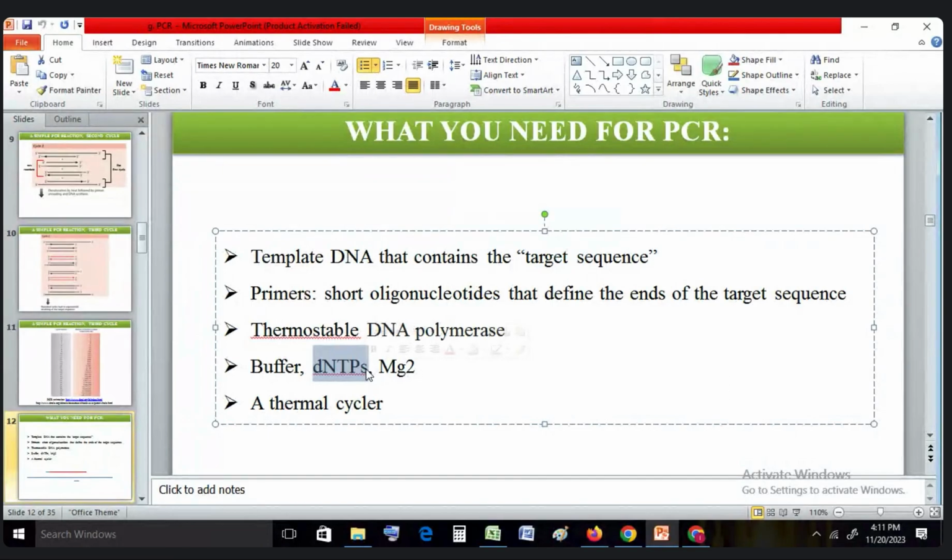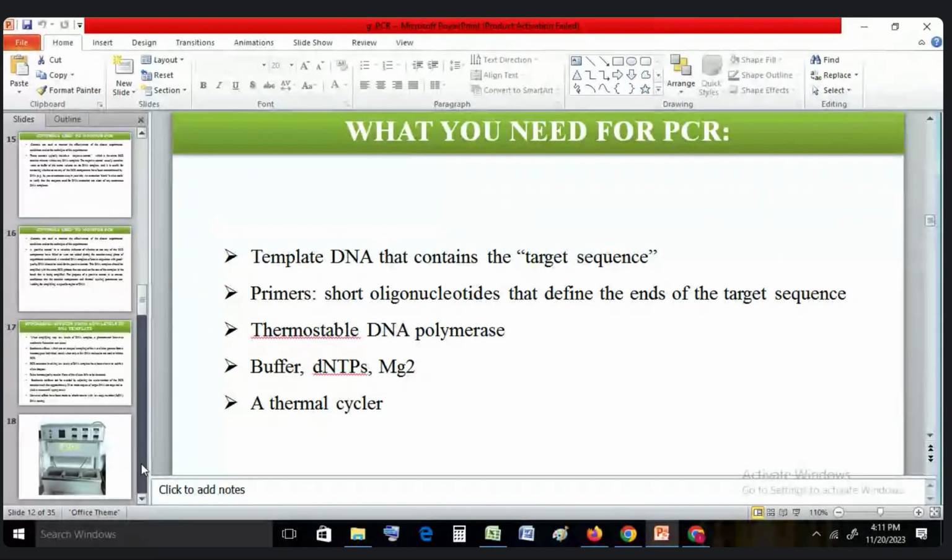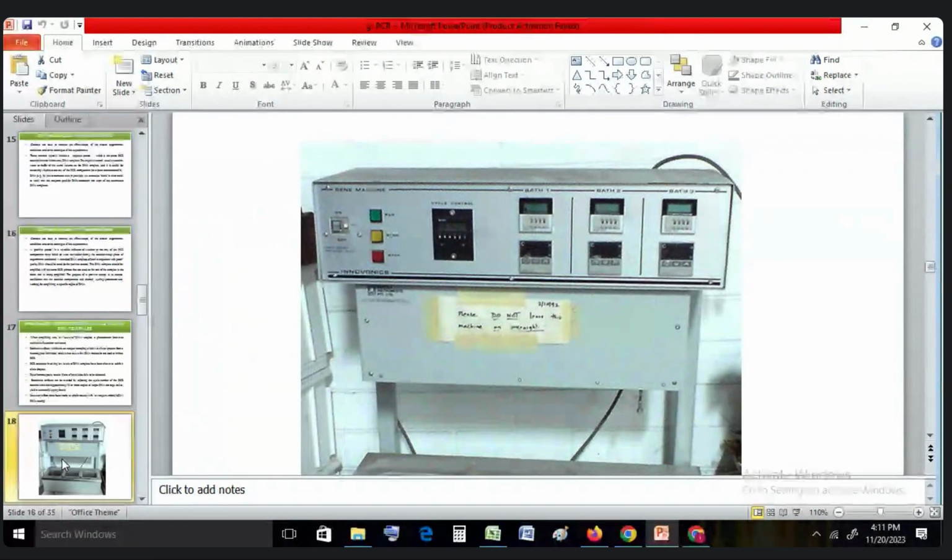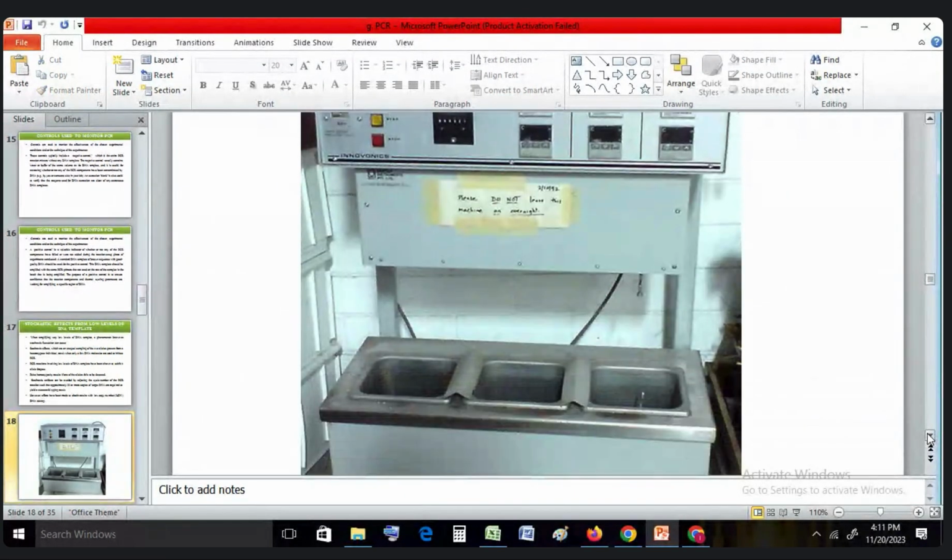Then how did they do polymerase chain reaction or PCR at that time without a thermal cycler? Any idea? This one. This is the machine that was used during that time. It's just a simple water bath.